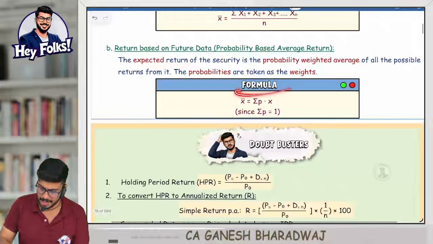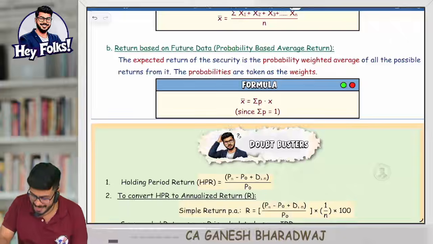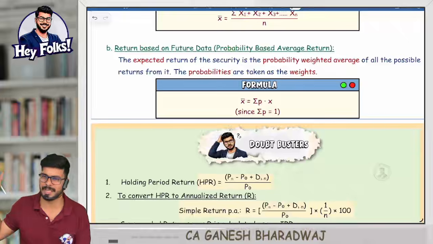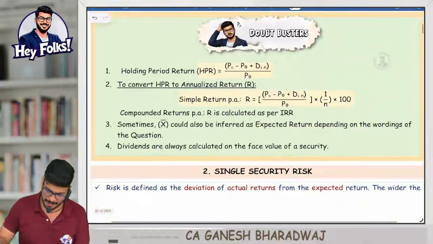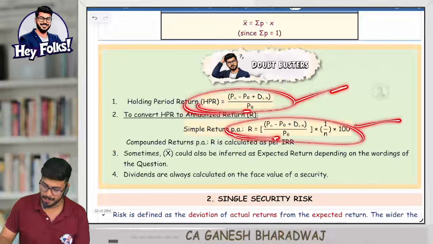And similarly here, suppose you're using probability, I told you sigma p into x ideally divided by sigma p. That's why, since sigma p is equal to 1, the denominator is not required. Are you guys now able to understand? This is what I told you. Guys, clear?